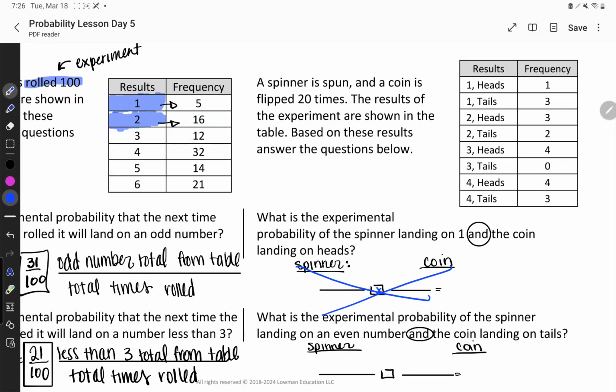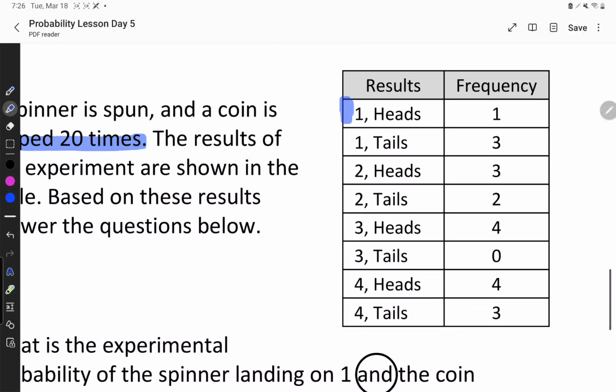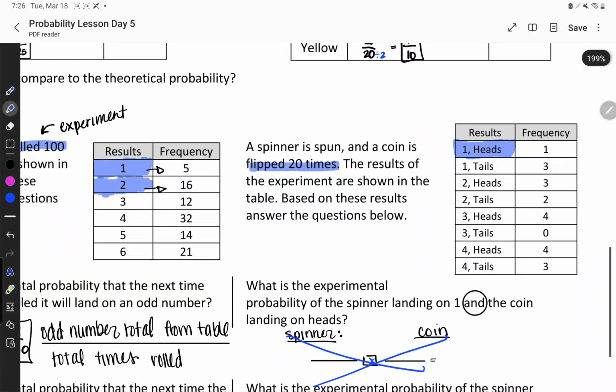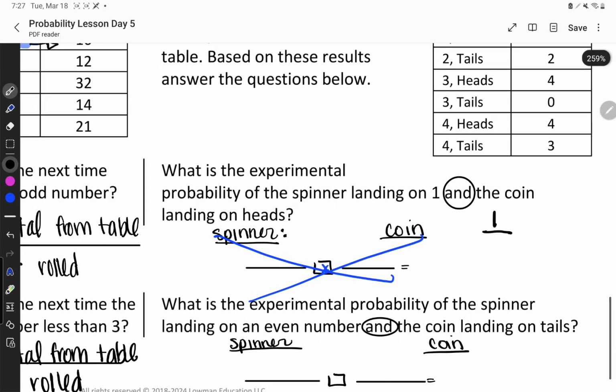Okay, so the total number of times the experiment is performed is 20. And then it wants to know, what is the experimental probability of the spinner landing on a 1 and the coin landing on heads? So when we look at our table, we see that the spinner lands on 1 here and heads here. That happened 1 time. So my experimental probability is that that would happen 1 time over 20.